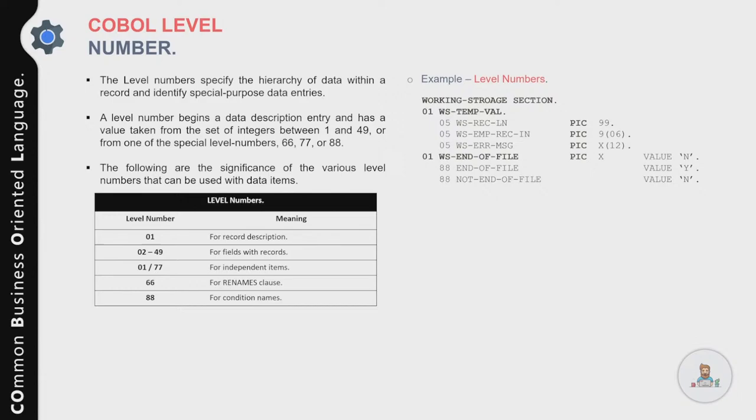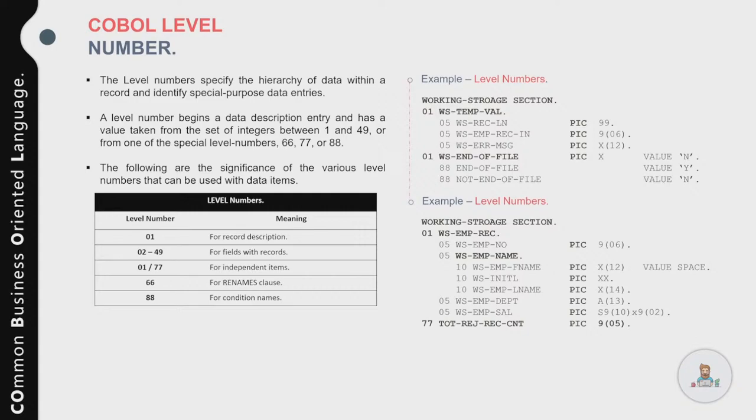So we have a working storage section, and there are two group variables defined at level 01. The first one is ws-temporary-variables, and within that particular record description, we have individual elements which are defined at level 05. So we have used level number 05 to define those variables. The first one is the record length variable, which is defined with a picture clause, that is PIC 99, that is numeric. Similarly, you have ws-emp-rec-in, and thereafter you have ws-error-message.